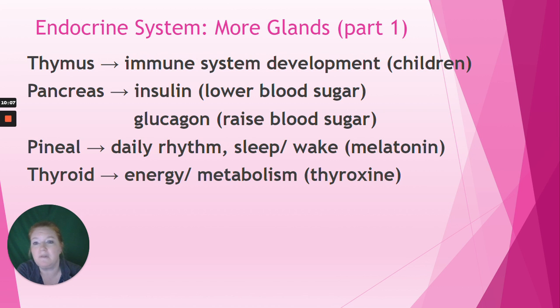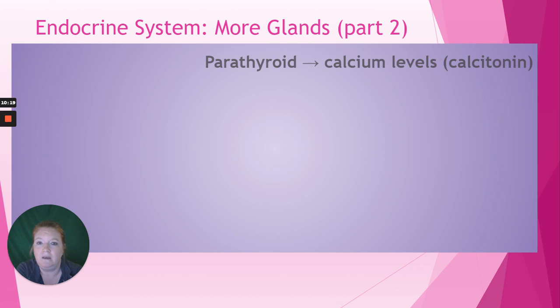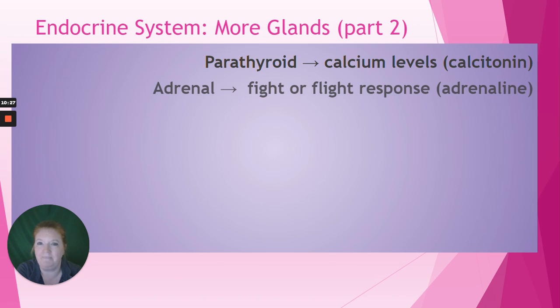And then you have your thyroid gland. It produces a hormone called thyroxine, and it's responsible for regulating your energy level and your metabolism. We also have the parathyroid gland, which produces calcitonin, which, not surprisingly, regulates calcium. We have the adrenal glands. They sit on top of our kidneys, and they release a hormone called adrenaline, and it's responsible for the fight or flight response.